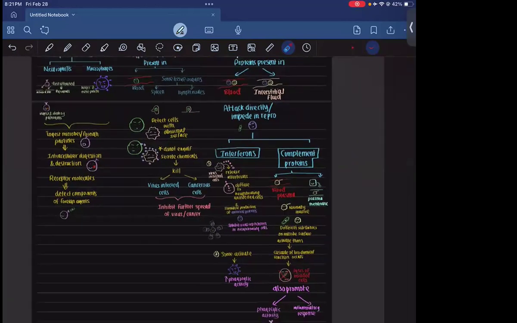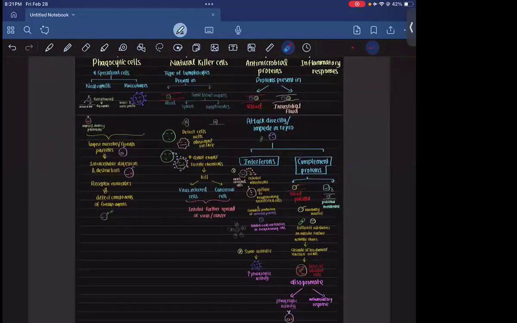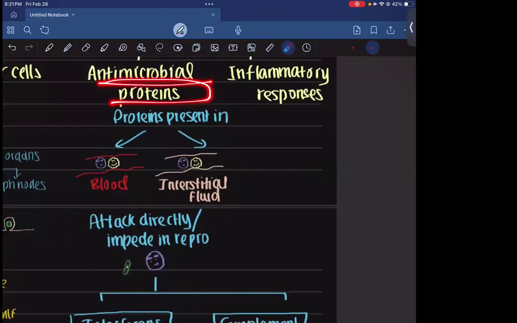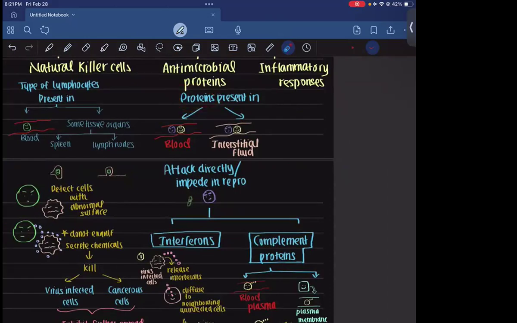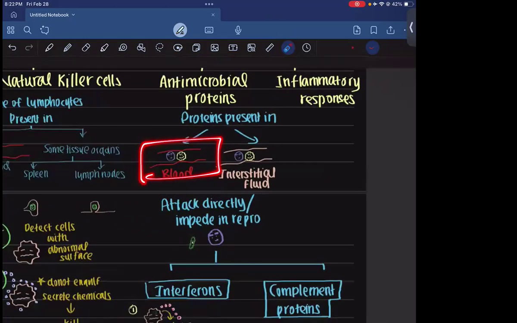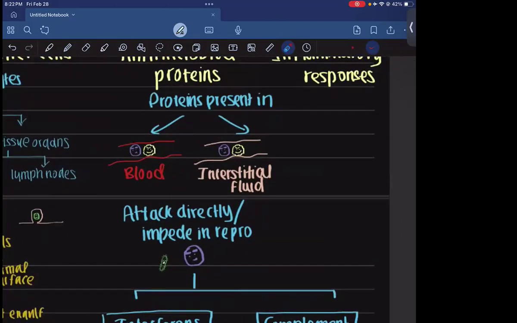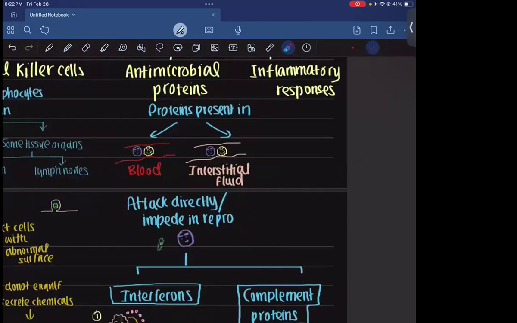Then let's look at the final topic for today, and that is antimicrobial proteins. This is the third type of internal defense. With the name you can understand, are they proteins, carbohydrates, lipids? Just kidding, they are proteins, okay? And where are they present? This is very important. Antimicrobial proteins are present in blood, like natural killer cells, and also in the interstitial fluid. So they are present in your body fluids, such as blood and interstitial fluid, which make up the majority of your body fluid. So what are they going to do?